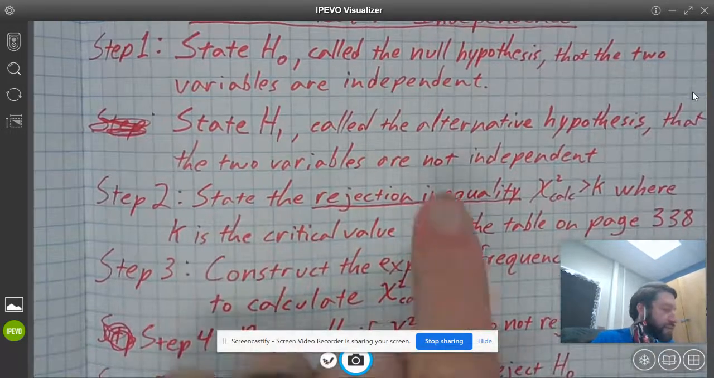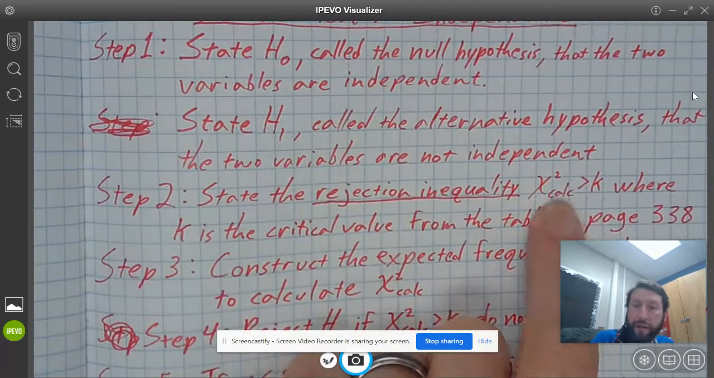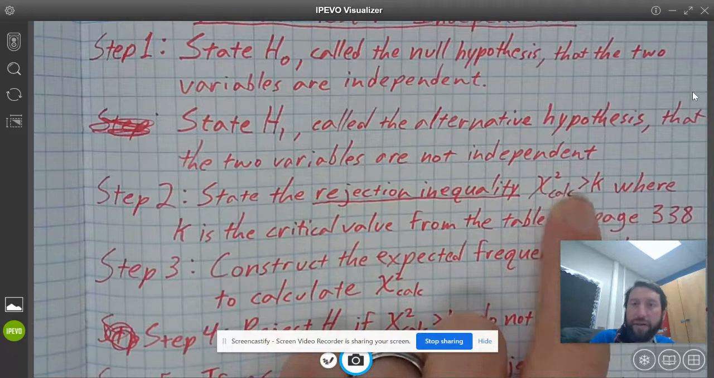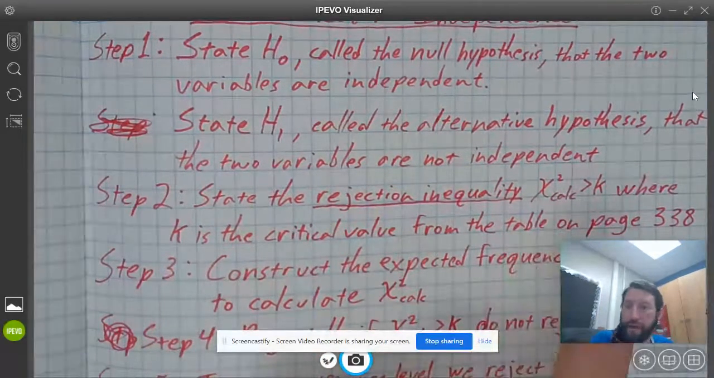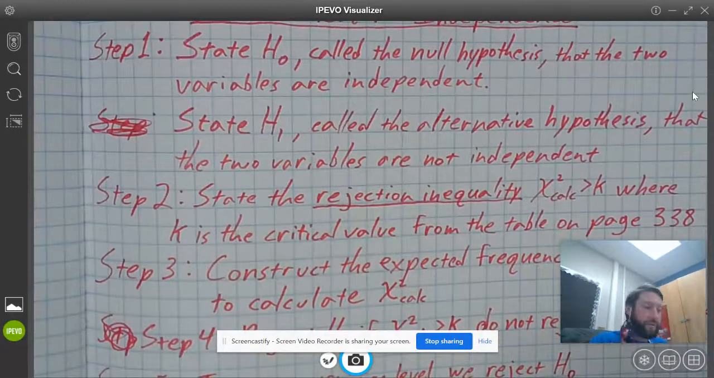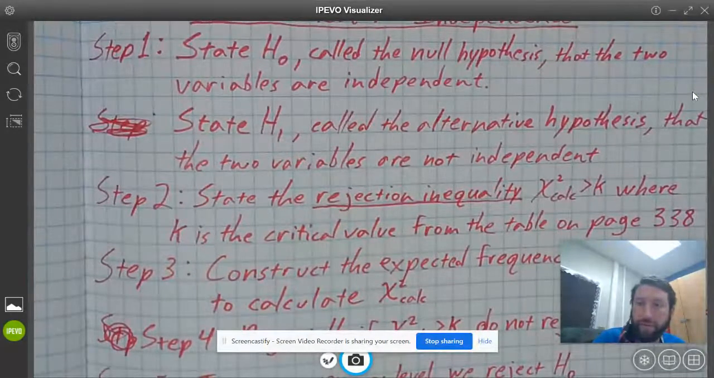Step 2, state the rejection inequality. This right here is the rejection inequality: your chi-square value greater than k, where k is the critical value from the table on page 338. For some of these problems, they will give you the critical value, so you won't even need to look at the table. On the IB exam, the big exam you take next year, they will give you the critical value. You will not have to look it up from a table.